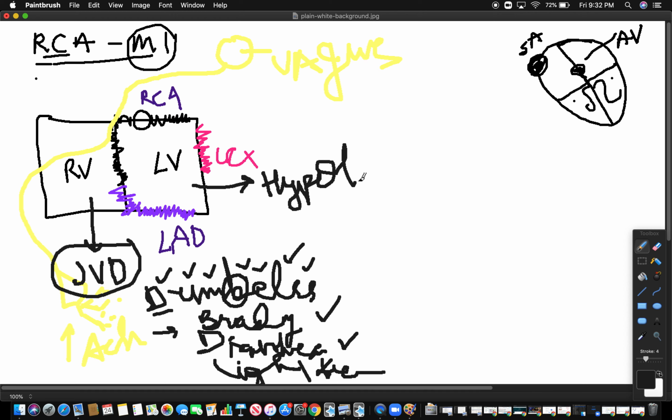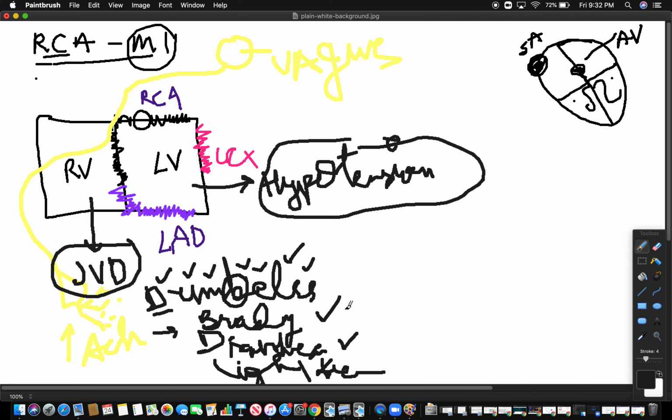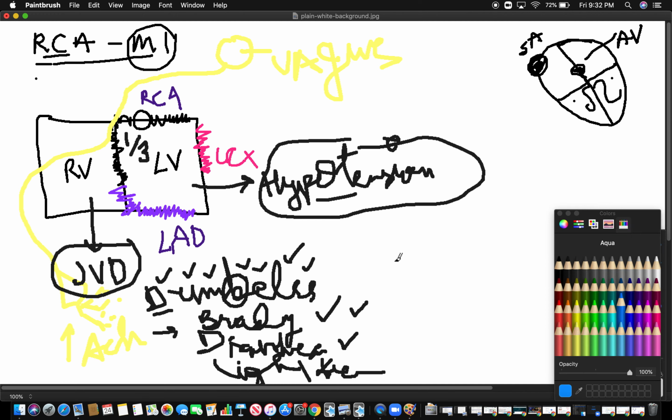a drop in blood pressure. And when we look at the mainstay of treatment, it's going to address these issues. We're going to deal with the hypotension, the bradycardia, and the pain, obviously. Remember, the right coronary artery actually supplies a third of the interventricular septum. So even though it's pumping forward, it's not doing its job properly. It's kind of sluggish. So what do we do?